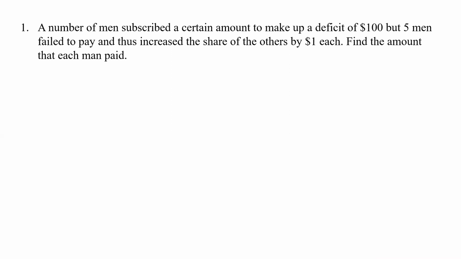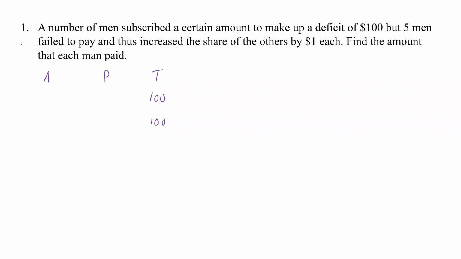So it says the number of men subscribed a certain amount to make up a deficit of $100, but 5 men failed to pay and thus increased the share of the others by $1 each. Find the amount that each man paid. Well, what we're going to do is set up our table, our A, and then our P, and then our T. Now the total deficit is going to be the same no matter if we went the original way or the other way. So we're going to have 100 is our total both ways.